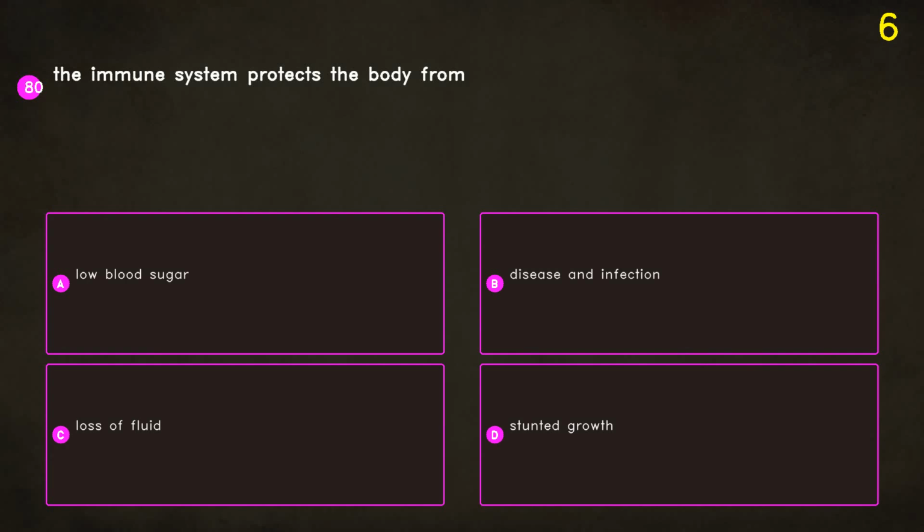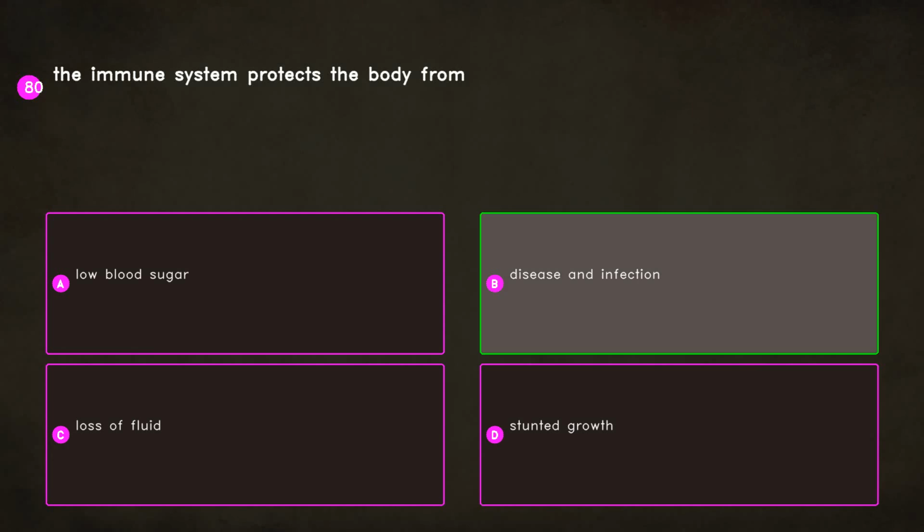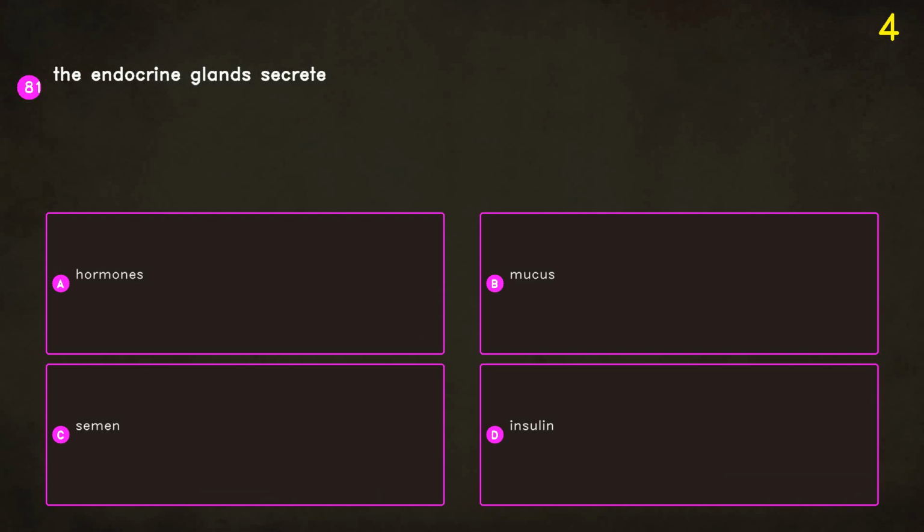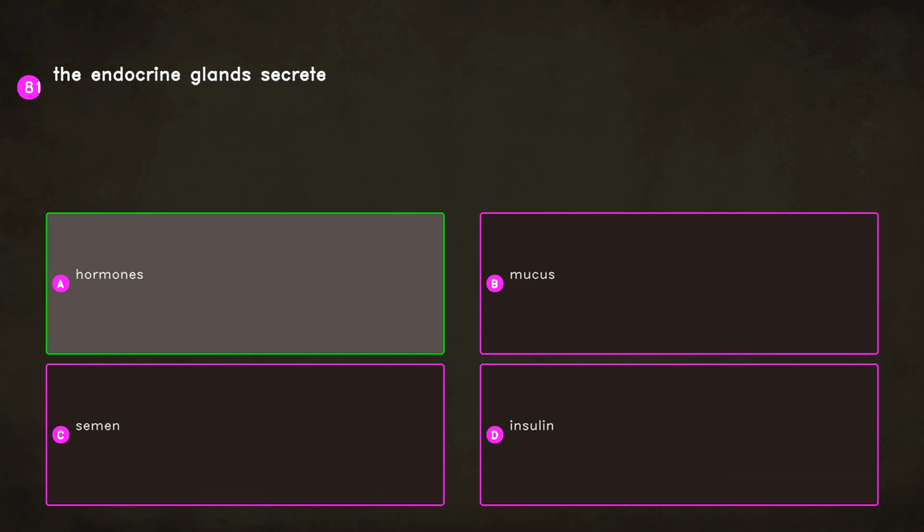Question 80. The immune system protects the body from: A. Low blood sugar. B. Disease and infection. C. Loss of fluid. D. Stunted growth. The correct answer is disease and infection. Question 81. The endocrine glands secrete: A. Hormones. B. Mucus. C. Semen. D. Insulin. The correct answer is hormones.